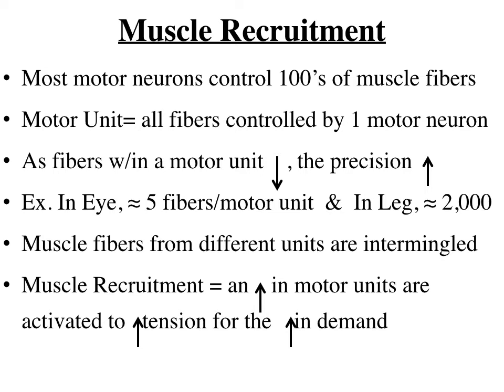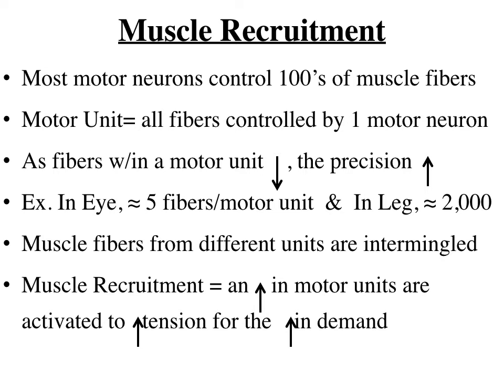5 muscle cells for every neuron. That's not a lot. That means that you have to have a lot more neurons to make this thing work. In order to increase precision, you have to have very few fibers per neuron. You see? And that's why your eyes are very good at tracking, for example.